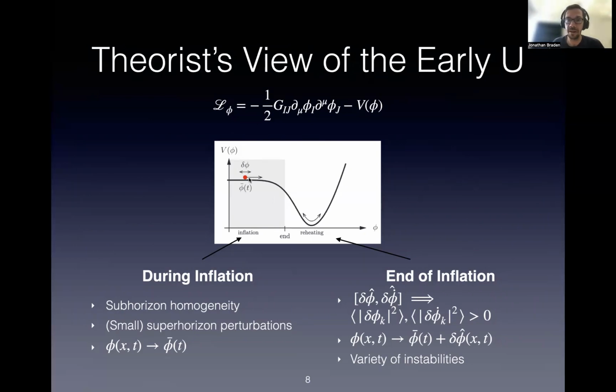Now the field's rolling, and eventually, at some point, it will reach a point where the potential force wins out against the effects of Hubble friction. And at this point, inflation ends, the exponential expansion of the universe stops, and the field starts oscillating around a minimum. And then what has to happen is all that energy that's stored in the oscillating field has to be deposited into the standard model. And so this is the epoch of reheating or preheating.